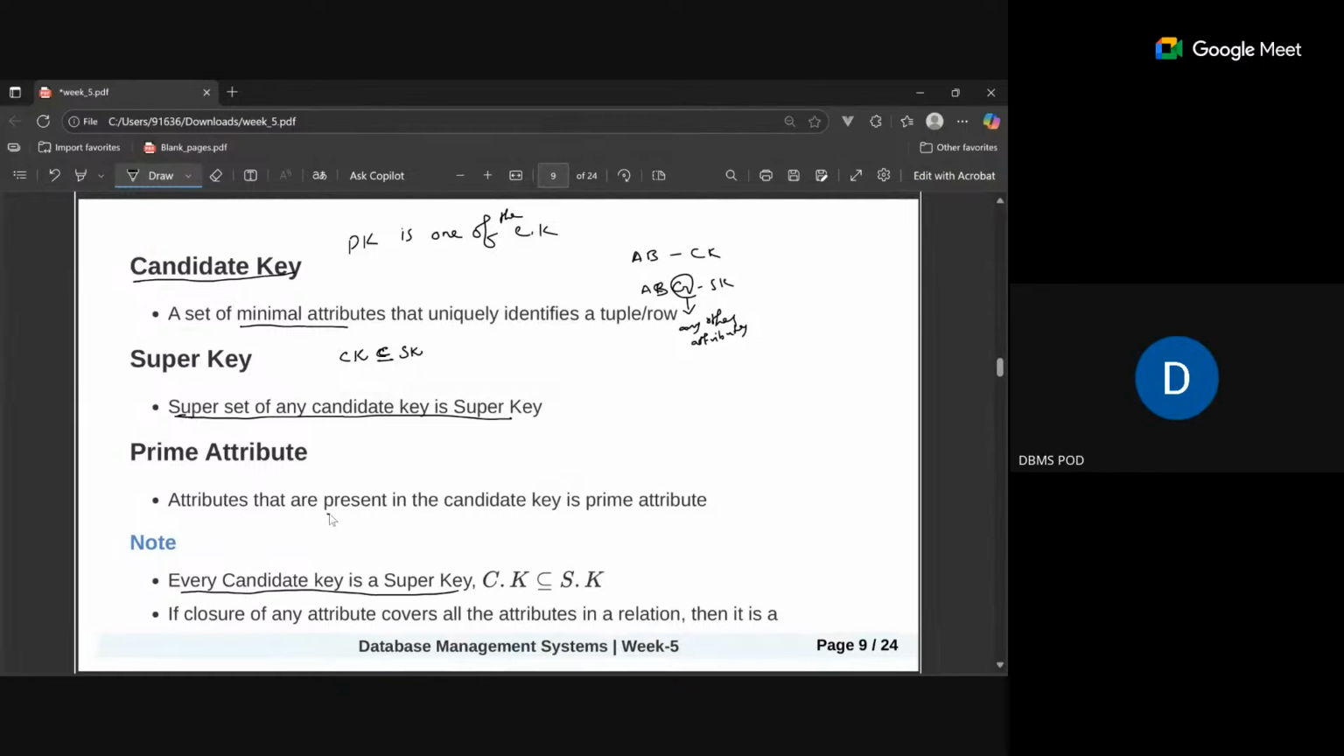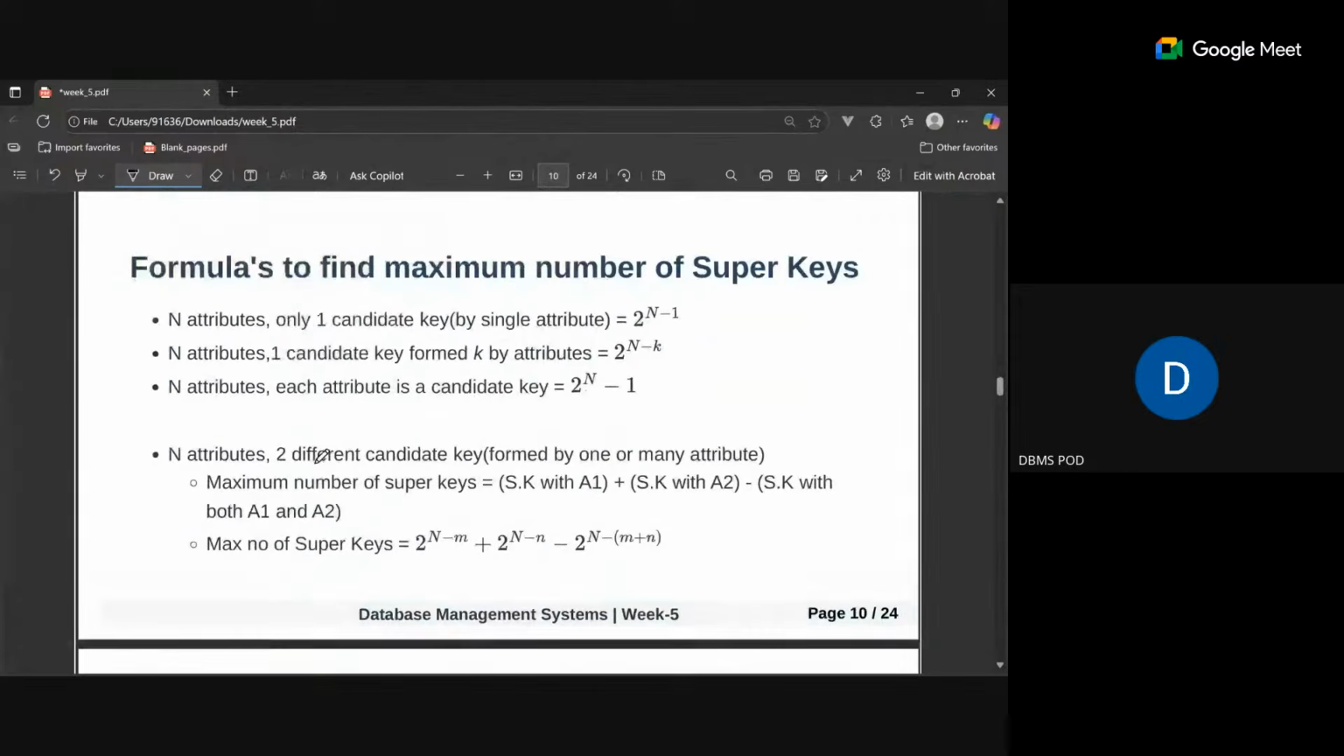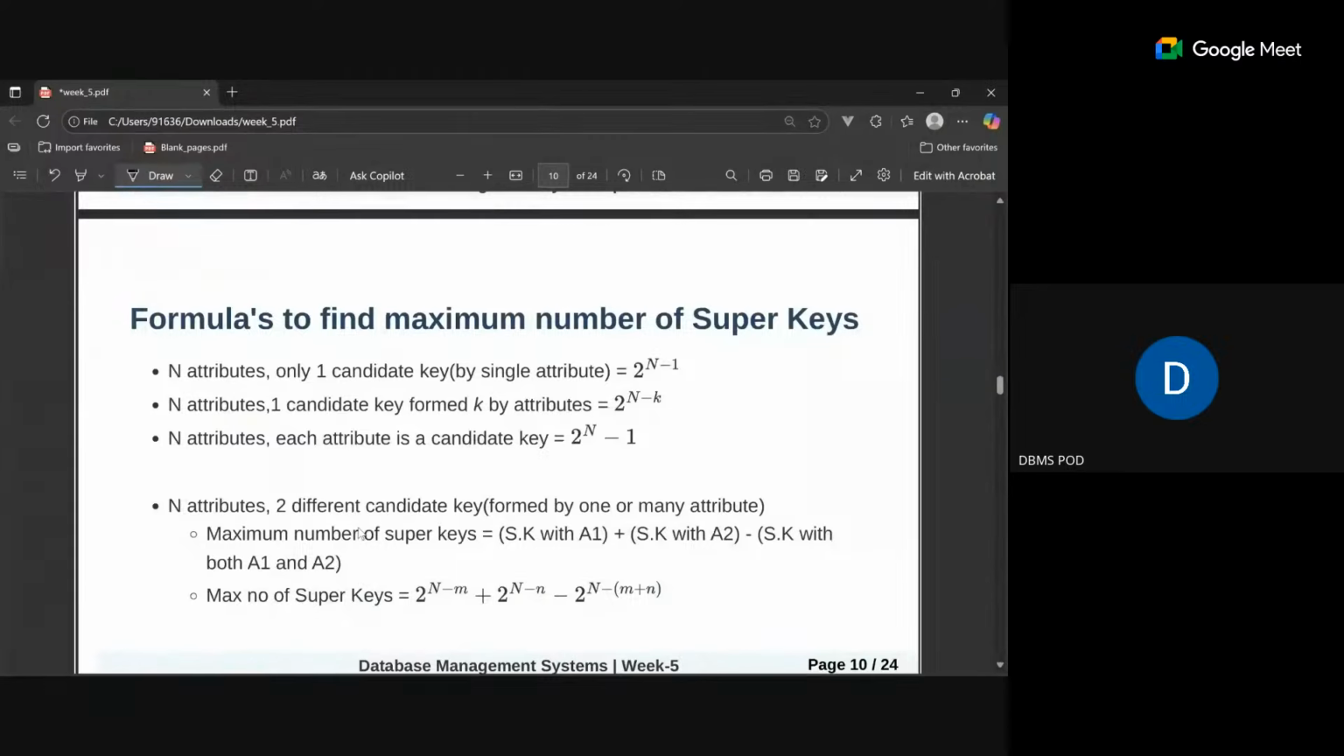So this is present in candidate key, prime attribute. Every candidate key is a super key. Next, there are some questions you might expect, and there are some questions in the activity and practice assignment also, I guess. As of now, I'm just giving you the formulas to find the maximum number of super keys. This n denotes the number of attributes, so it can be 1, 2, 3, 4, 5. If there is only one candidate key, that means a single attribute.